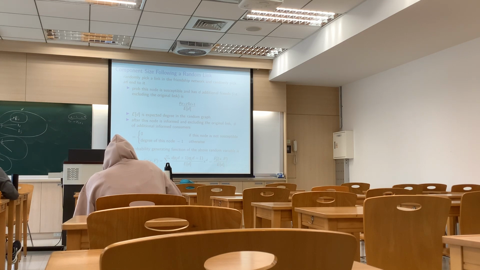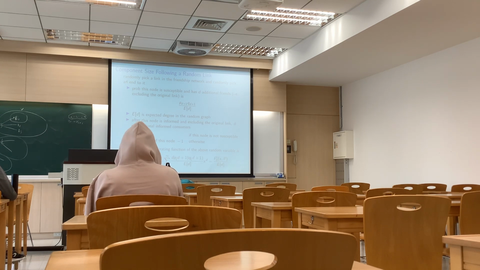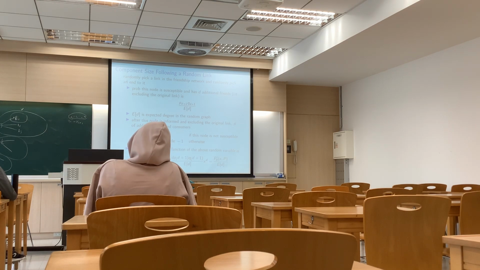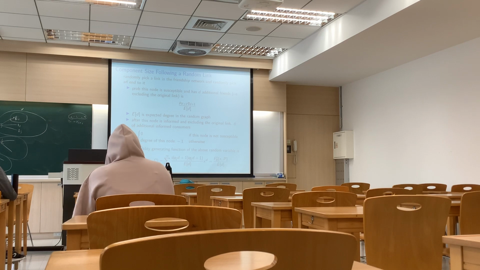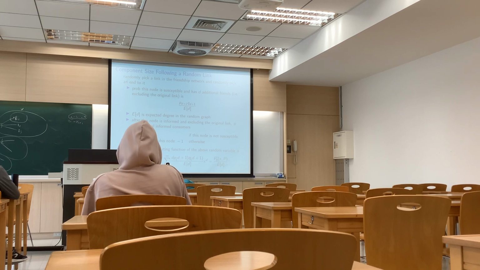So now we have F0, the probability generating function of the number of consumers that will become informed after you randomly inform a consumer. Now we can do the same thing. If you randomly follow a link, so you randomly pick a link and inform one of the ends, one of the consumers, now you ask, what's the number of consumers that will become informed?